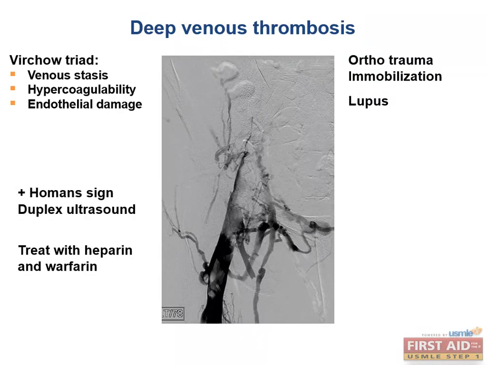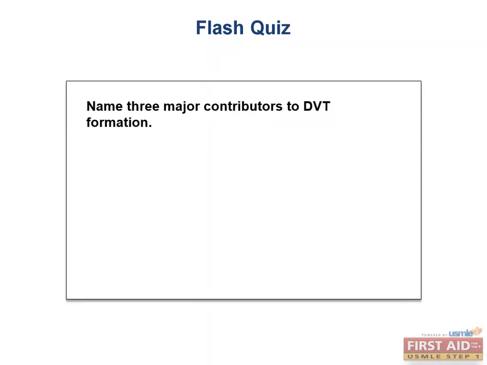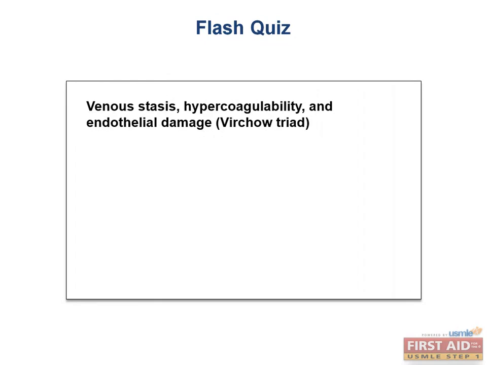This venogram is from a 15-year-old girl taking oral contraceptives whose left leg became severely swollen after a long airplane ride. As you can see, there is complete obstruction of the left proximal femoral vein, propagating into the distal IVC with multiple dilated collateral vessels. Name 3 major contributors to DVT formation. Venous stasis, hypercoagulability, and endothelial damage. Virchow triad.